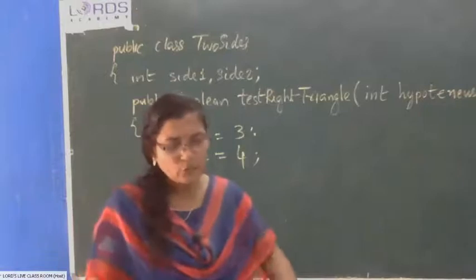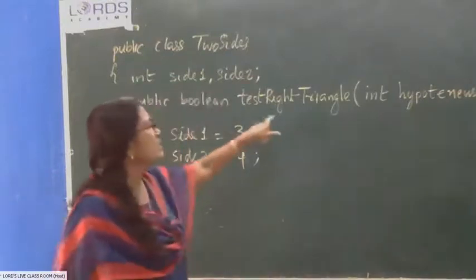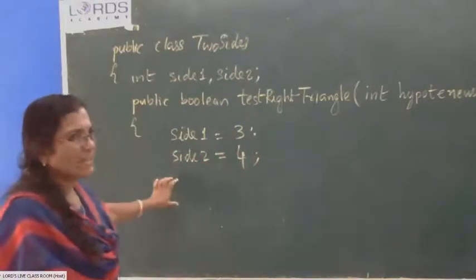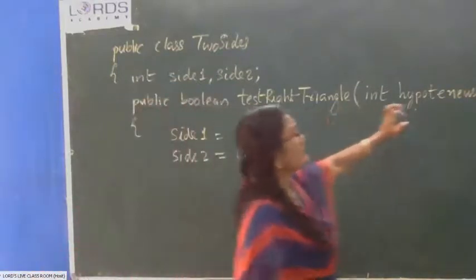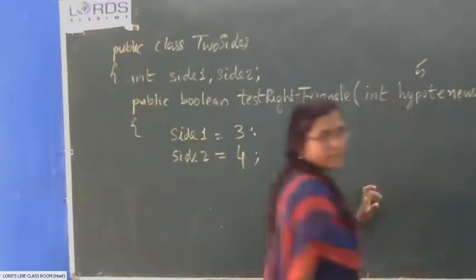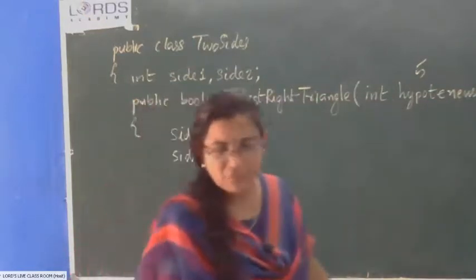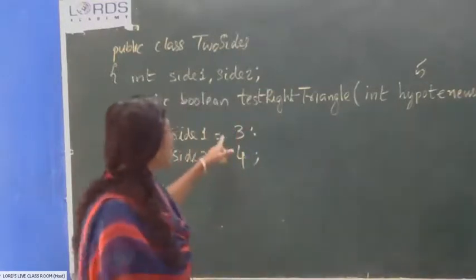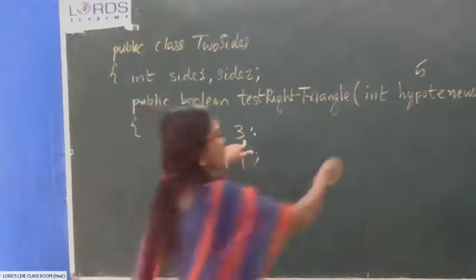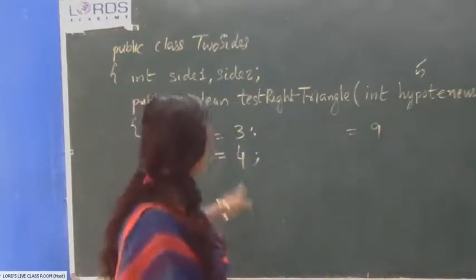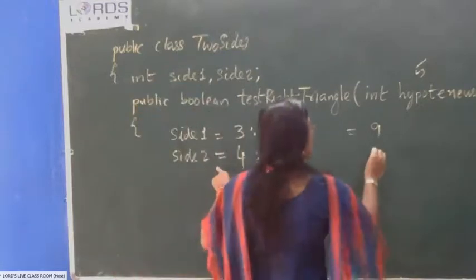See, you have to add 2 more statements at the beginning of this test right angle triangle method to provide some values. When you invoke the method, you will provide the value for hypotenuse. Say you are passing the value 5. Now remaining statements are from your textbook. Side 1 squared, side 1 is 3, 3 into 3 is 9. Side 2 squared is 4 into 4, 4 into 4 is 16.